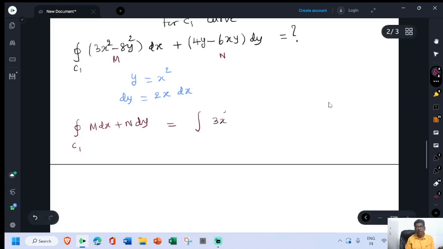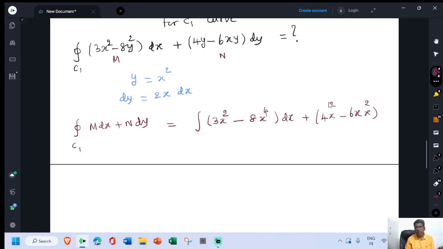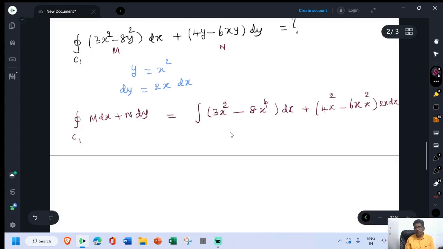3x square minus 8 into, what's the value of y? Y equal to x square. Y square is x power 4. We have to express y in terms of x, into dx, plus n: 4 into the value of y, which is x square, minus 6x into the value of y, which is x square, into dy. The value of dy is 2x into dx. Now we have to simplify this.